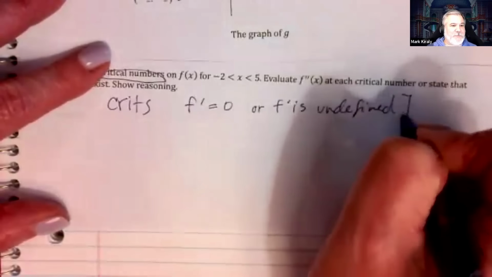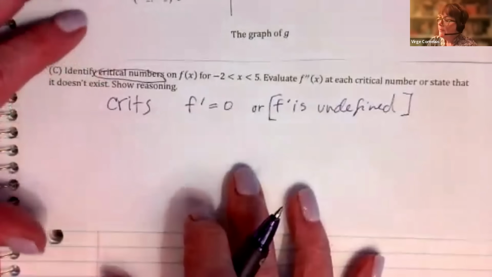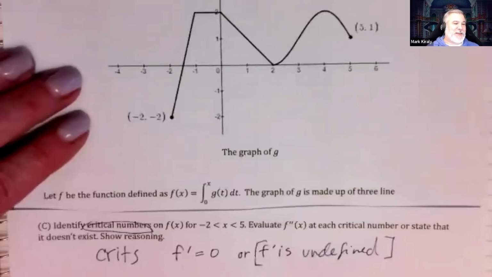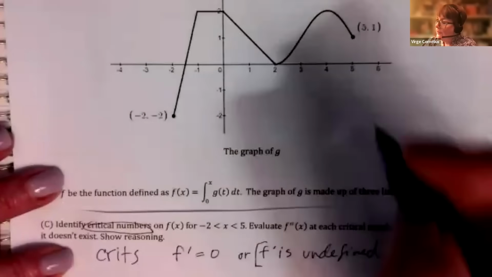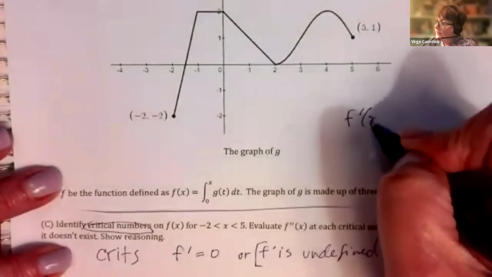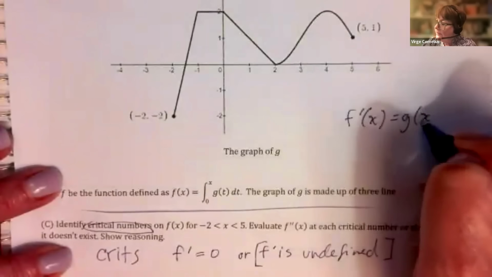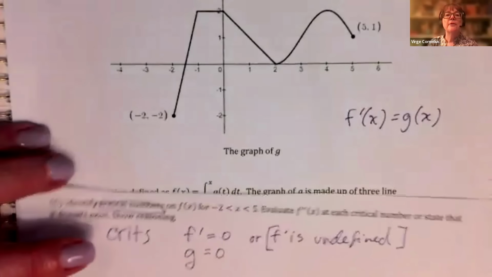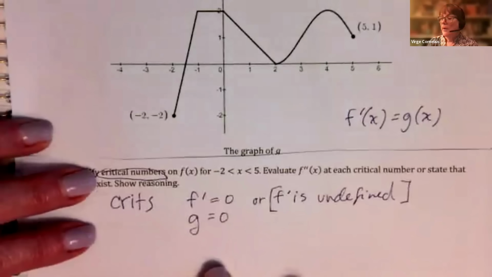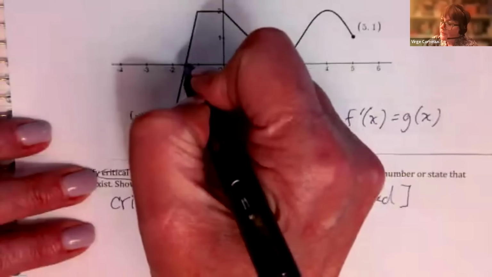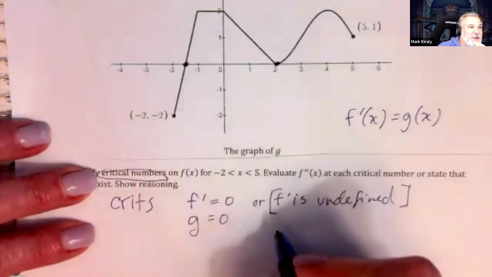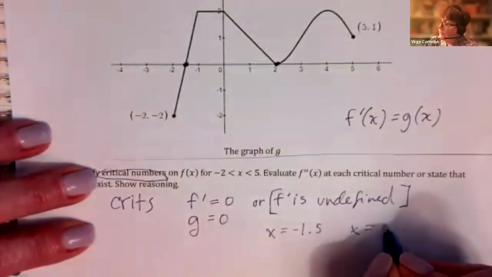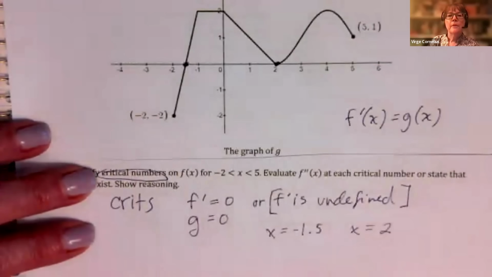I think that this one's kind of a moot point for our graph, since we've been given a continuous graph of the derivative, right? So we know the relationship that f prime of x is equal to g of x. That means this is where g is actually equal to 0. So I see two spots where g is equal to 0: x is equal to negative 1.5 and x is equal to 2.